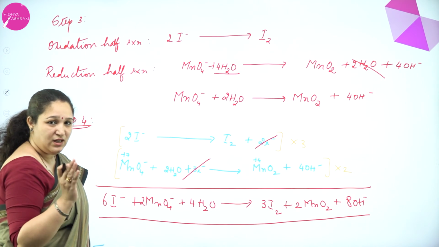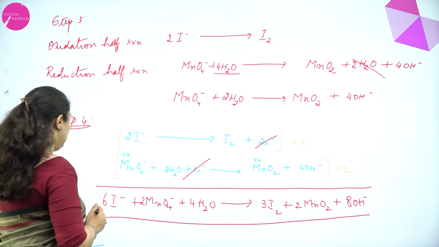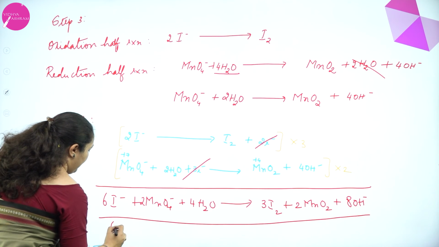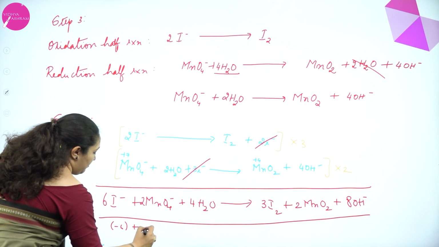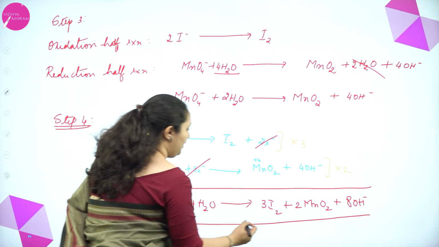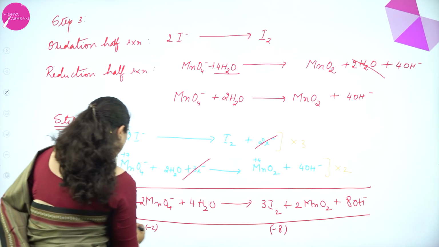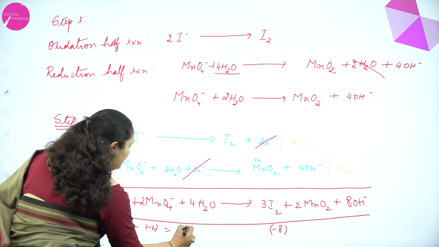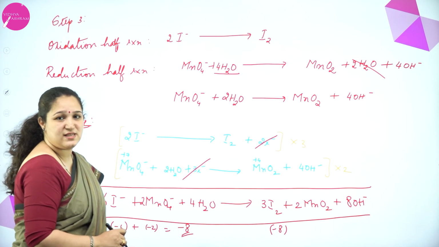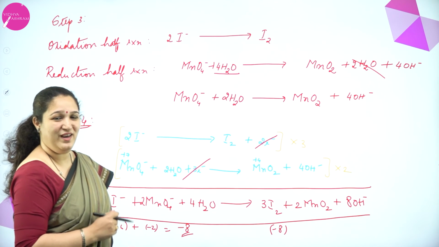You can cross check whether the balancing is correct. That is 6 minus 6 plus minus 2, okay, and here it is minus 8. So minus 6 and minus 2 is again minus 8. So both the sides it is same, it is balanced, okay.